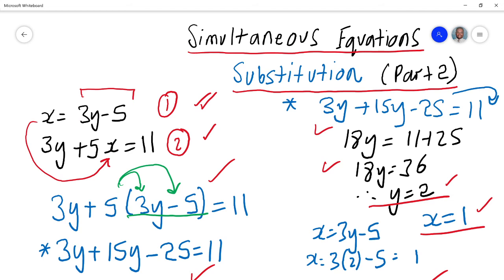All right, in my next set of videos, we're going to be solving simultaneous equations using the process of elimination.